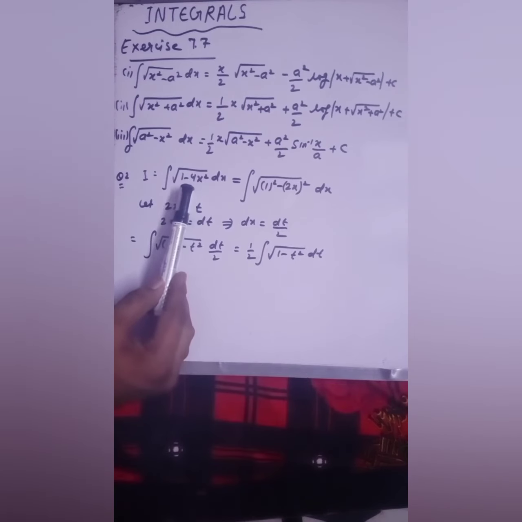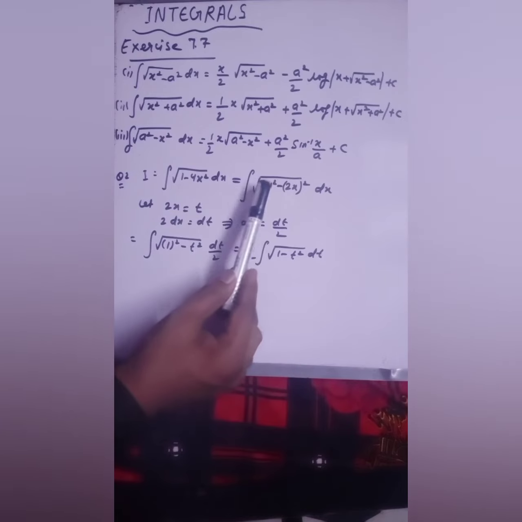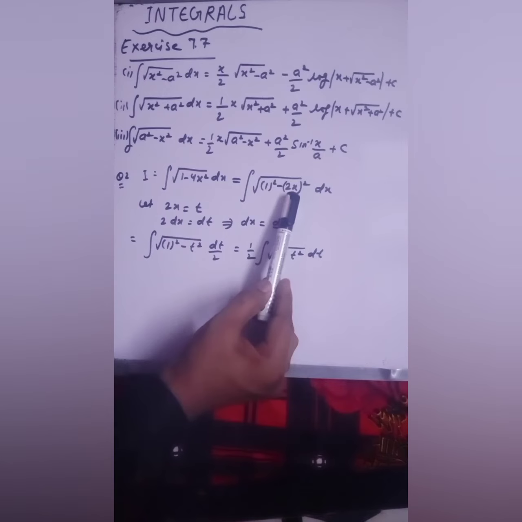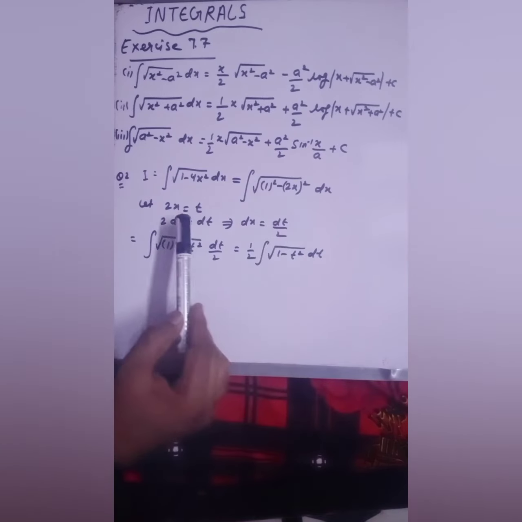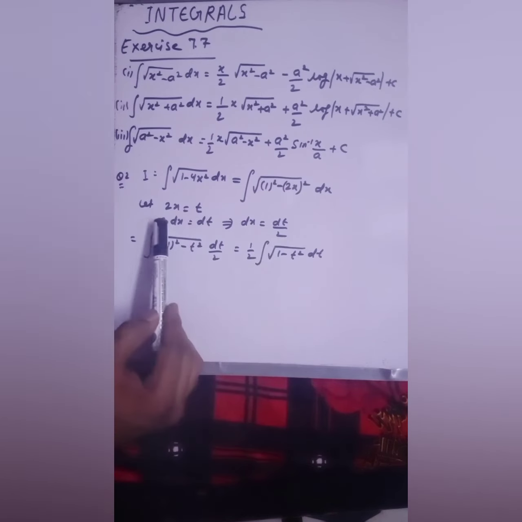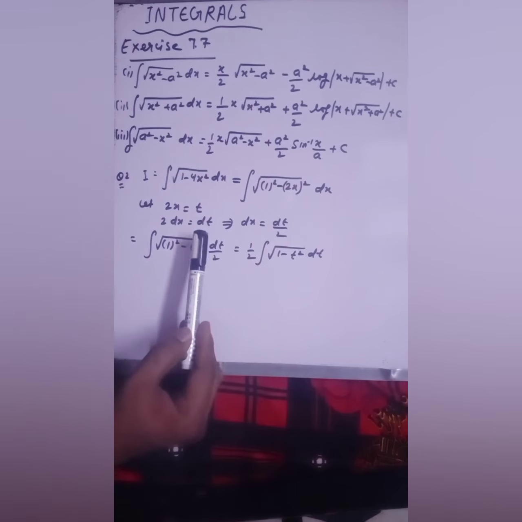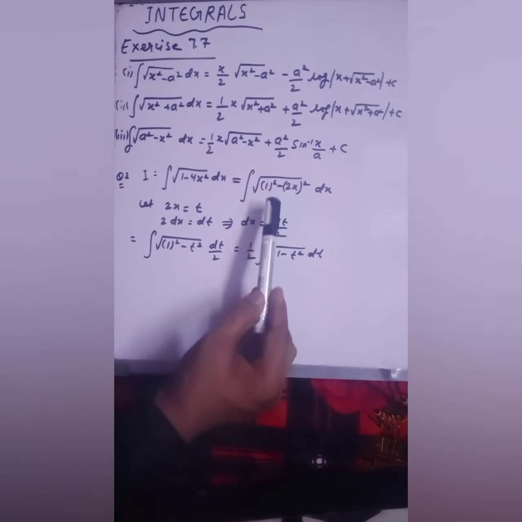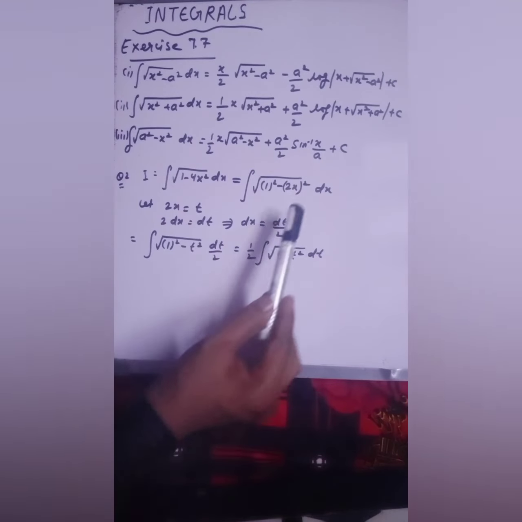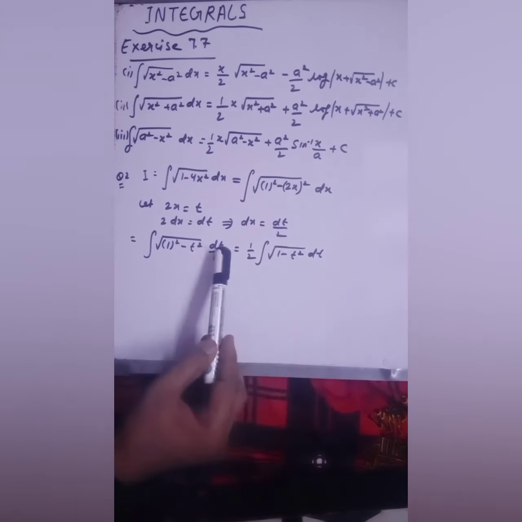question. This can be written as 1 whole square minus 4x square, which can be written as 2x whole square. Now I'm assuming that 2x equals t. Differentiating both sides, you will get 2 dx is equal to dt. So your dx will be dt by 2, because this 2 will come in the denominator of dt. Now we are converting this. So this will remain 1 square minus t square, and in place of dx, we will write dt by 2.